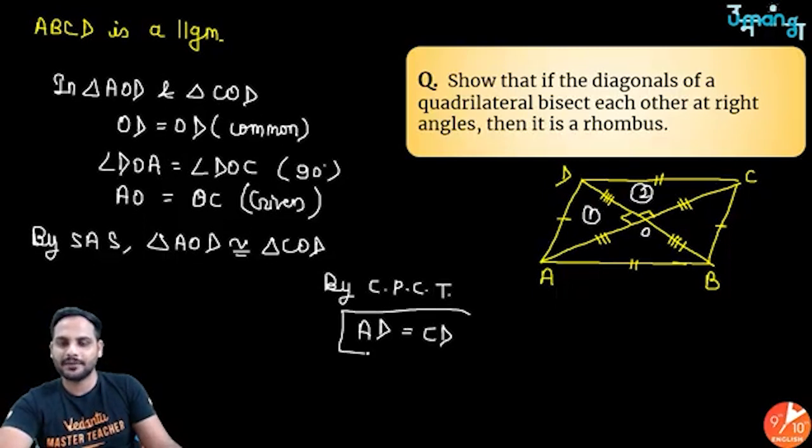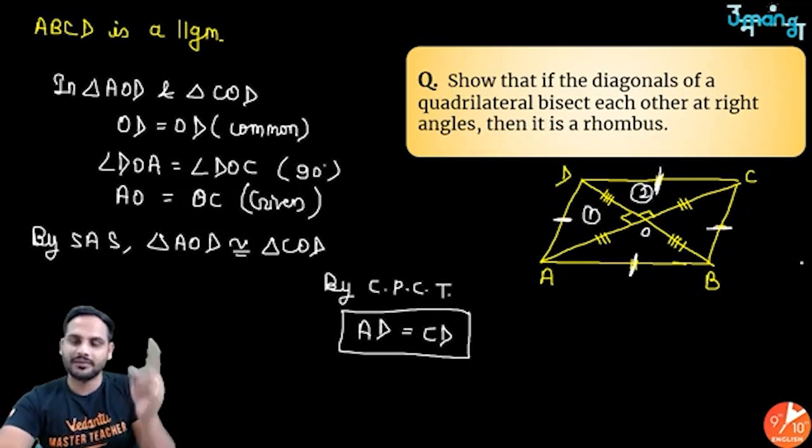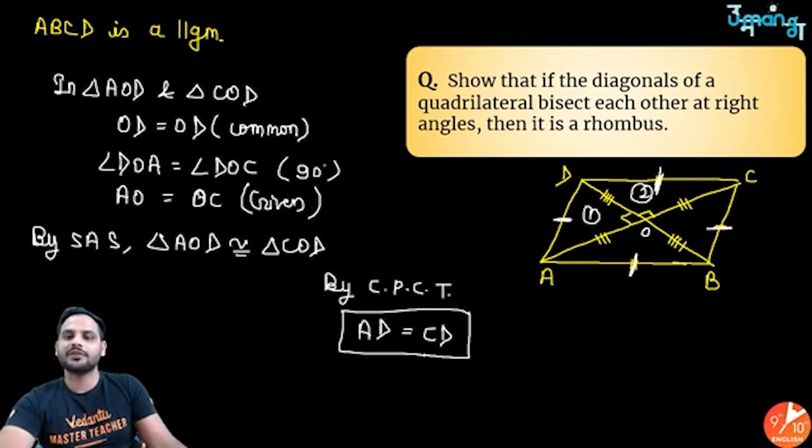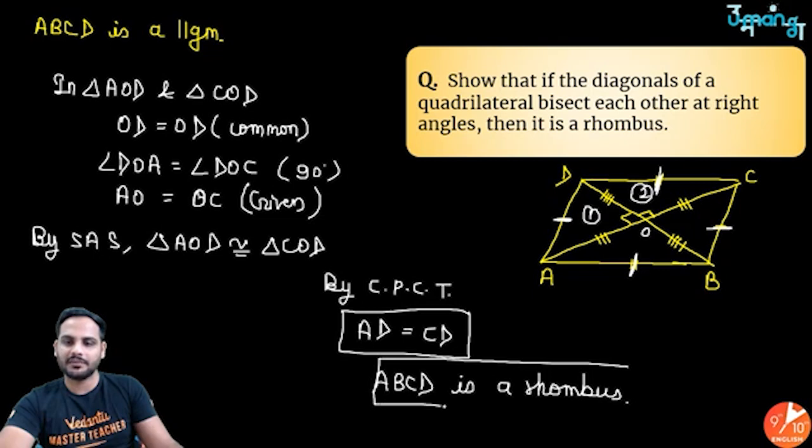अब एक बात बताओ बेटा, once I have got one pair of adjacent sides to be equal, then I know since it is already a parallelogram, all the sides will become automatically equal. So one pair of adjacent sides are equal in a parallelogram, we can clearly say ABCD is a rhombus. So from this result we can say ABCD is a rhombus.